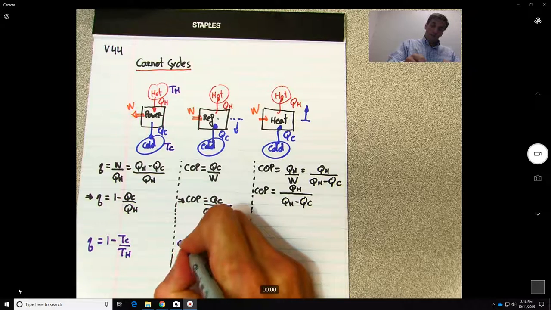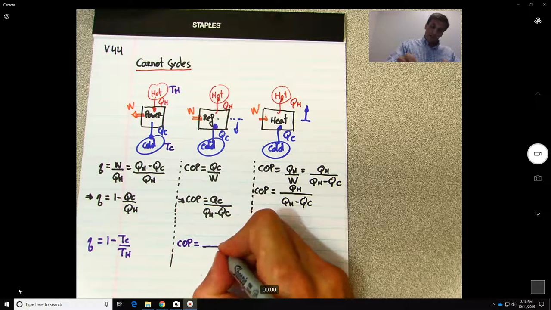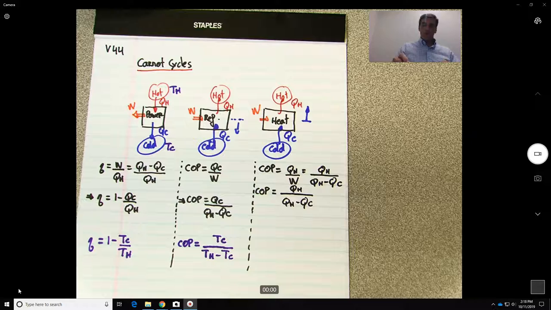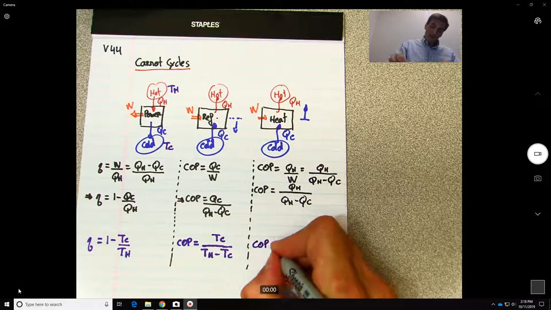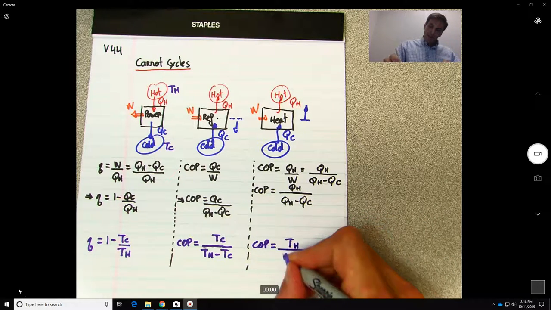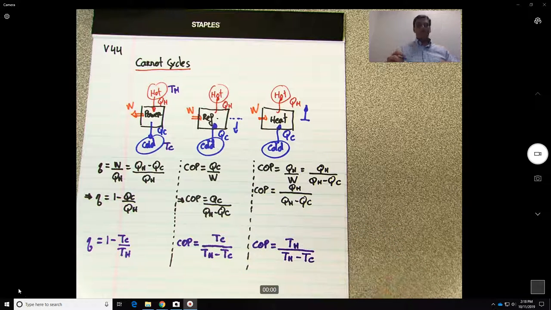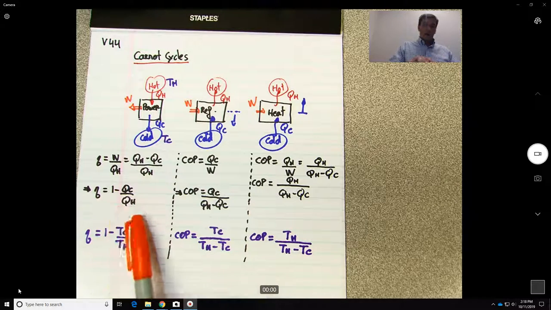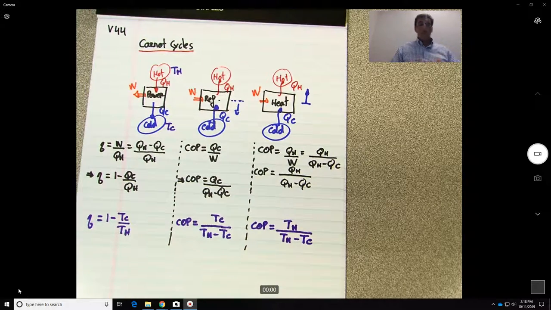Similarly, the coefficient of performance for the refrigeration will be equal to TC over T hot minus T cold. And the coefficient of performance for the heat pump will be T hot divided by T hot minus T cold. So believe it or not, these two equations here, you will see later on, are extremely important, because by combining this equation and this equation, that's how we will derive the principle of entropy.